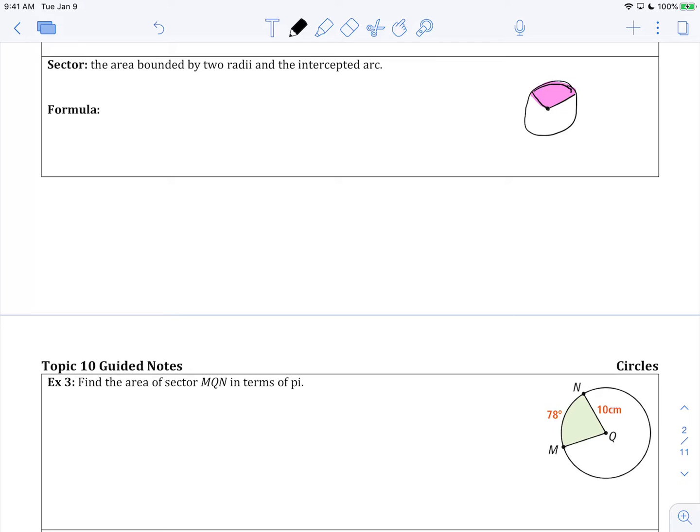Okay, and it's pretty similar to arc length, right? For arc length, we want just a fraction of the circumference. So here we want a fraction of the area of the whole circle. So to calculate the area, I would say area equals n over 360, so that's my fraction of my circle, times the area of a whole circle, pi r squared. Okay, so we can then use this to calculate some different areas.